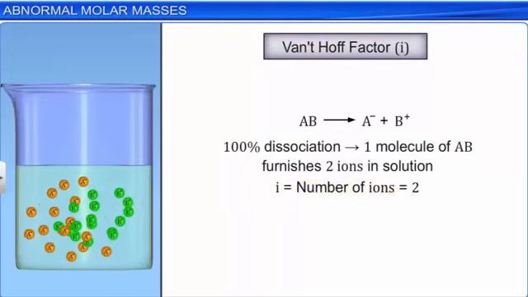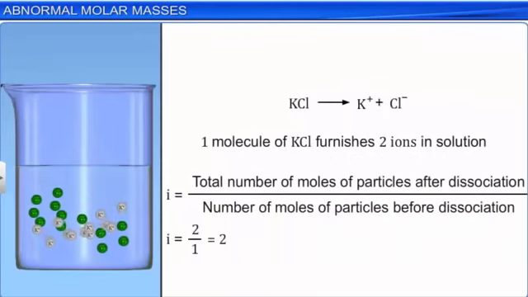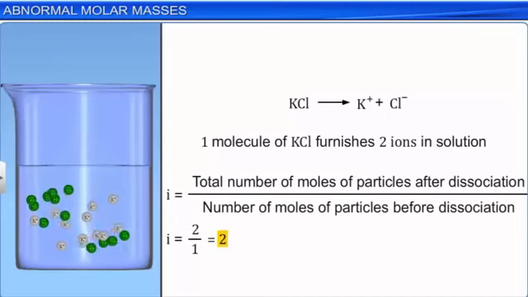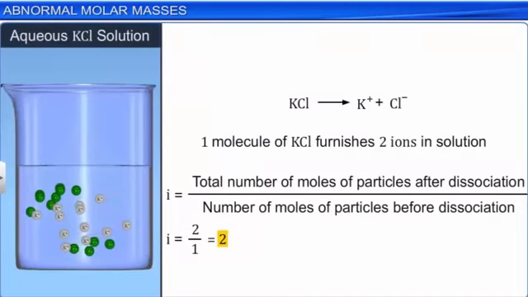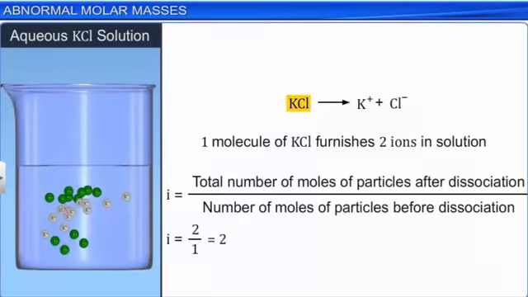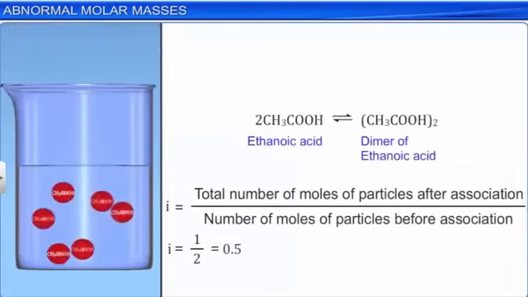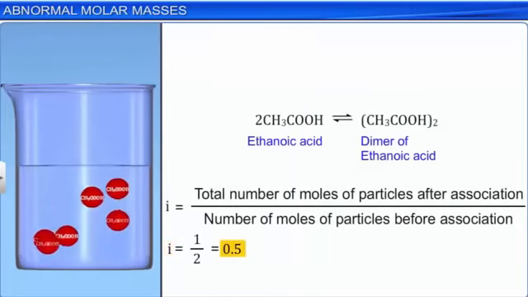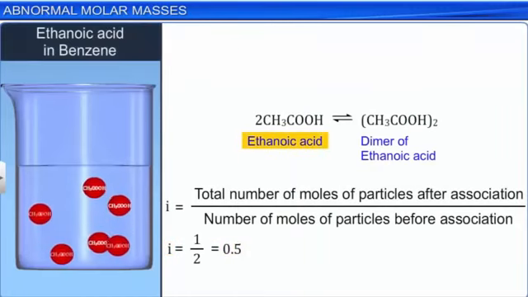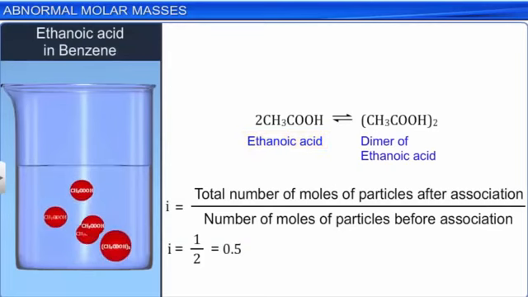For example, the value of i is 2 for aqueous KCl. This signifies that KCl has dissociated completely into potassium and chloride ions. The value of i equal to nearly 0.5 for ethanoic acid in benzene, which signifies that nearly the entire ethanoic acid has undergone association and exists as a dimer.